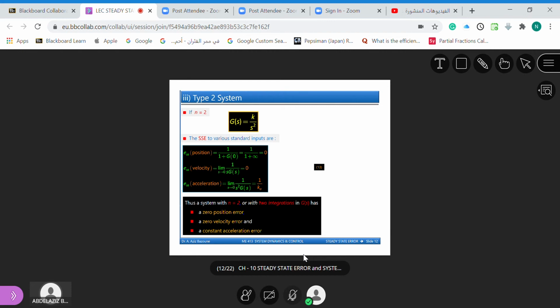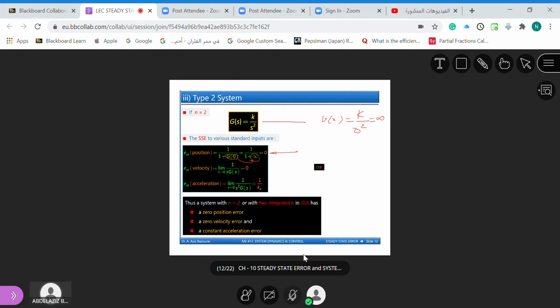Similarly, Shabab, if we have a type 2 system, our transfer function g of s will be 1 over s squared. And you substitute here now, G of 0, by k over s squared. When you take G of 0, k over 0 squared, what will K over 0 squared give you, Shabab? It will be infinity. So this value will be infinity. 1 over infinity is 0. The steady state error for type 2 will be 0.